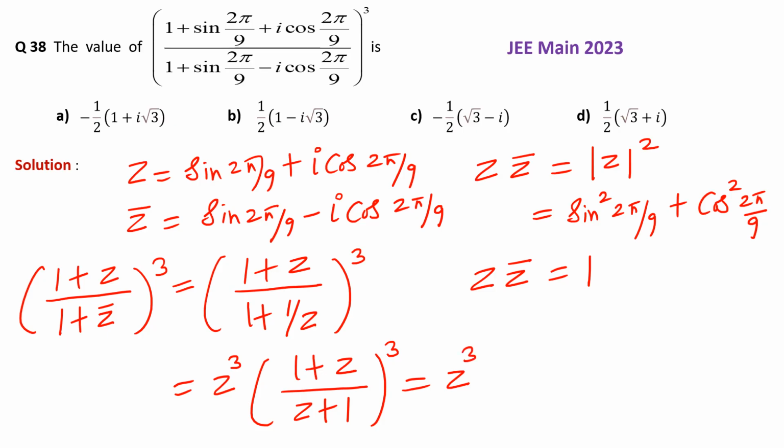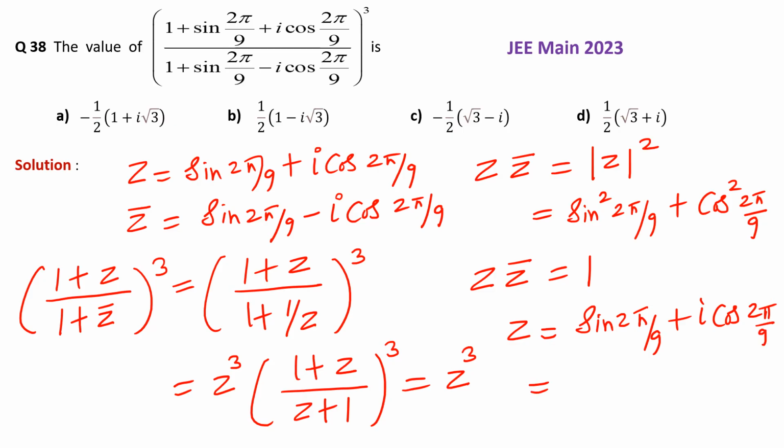Now students, we know that in order to find the power of a complex number, we apply De Moivre's theorem. But before applying De Moivre's theorem, the complex number must be in the form of cos θ + i sin θ. But here z is sin 2π/9 + i cos 2π/9. So first of all, we need to change its form. And for that purpose, what I am doing, I have z as sin 2π/9 + i cos 2π/9.